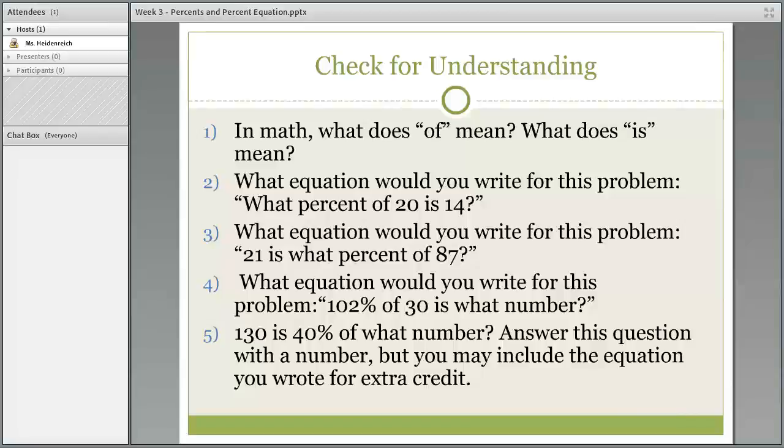So at this point, please open a message and type up your answers to these 5 questions. Please notice that numbers 2, 3, and 4 do not ask you for the final answer to the question. It asks you to write an equation. So I want to see the equation written out. And then number 5 says that you can just answer with the number, but if you want to earn some extra credit on this session, then you can include the equation that you wrote.